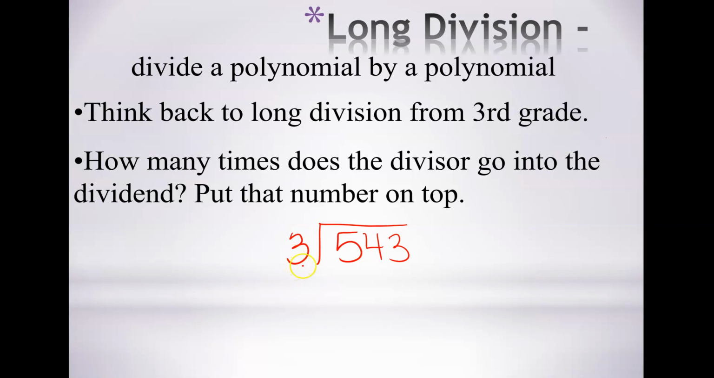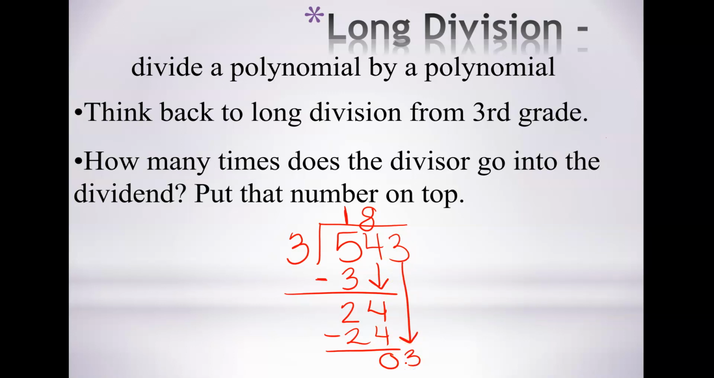So what you did was you took that 3 and you divided it into the 5 and you said, okay, 3 goes into 5 once. So then you put the 3 down here because 1 times 3 was 3. And then you subtracted, so 5 minus 3 was 2. Then you took that remainder, brought down the next number, which was 4. You said, okay, 3 goes into 24 8 times. So 8 times 3 is 24. Subtracted it again. Oh, we got 0. That's kind of nice. You bring down the last term, which is 3. 3 goes into 3 once. So 543 divided by 3 is 181.